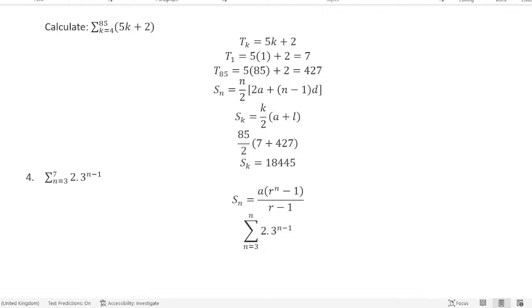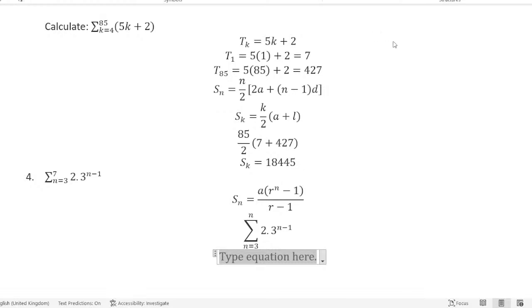Because we want the first term, that is a, we say t1 is equal to a, which is 2 times 3 to the power n minus 1, and we put 1 for n. So 3 to the power 0 is equal to 1, and any number multiplied by 1 is that number. So a is 2.